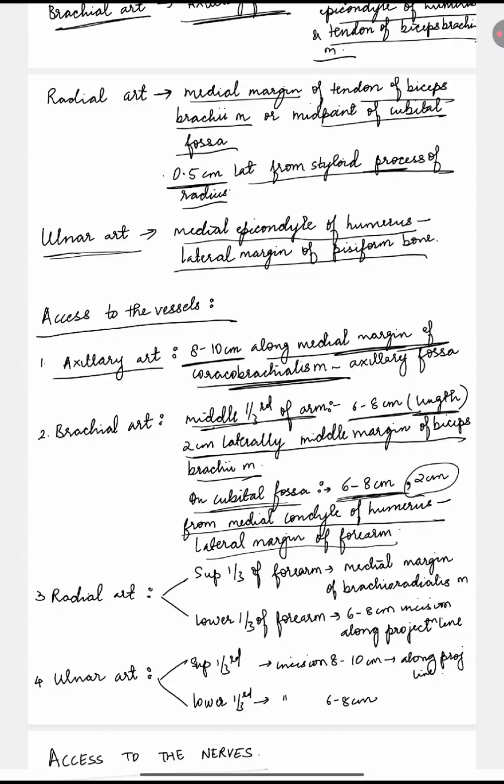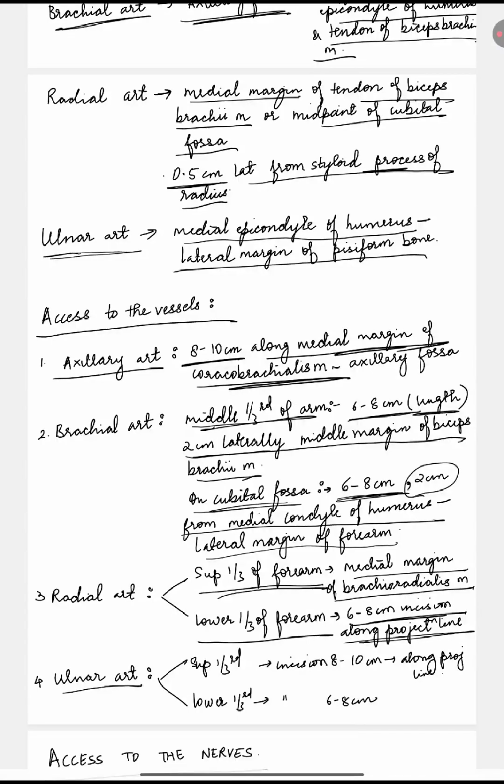Now radial artery, there is the superior 1/3 of the forearm and the lower 1/3 of the forearm. In the superior 1/3 of the forearm, medial margin of the brachioradialis muscle, and in the lower 1/3 of the forearm, 6 to 8 centimeter incision along the projection of the line.